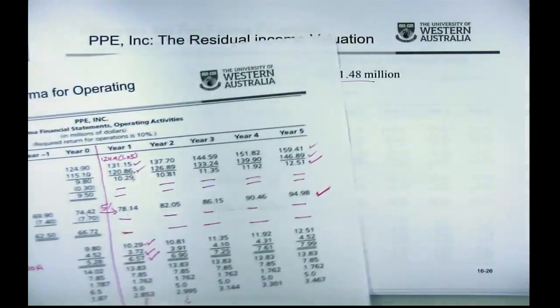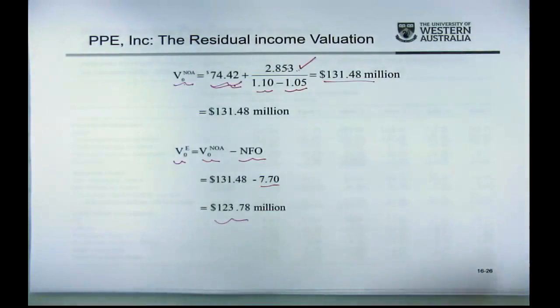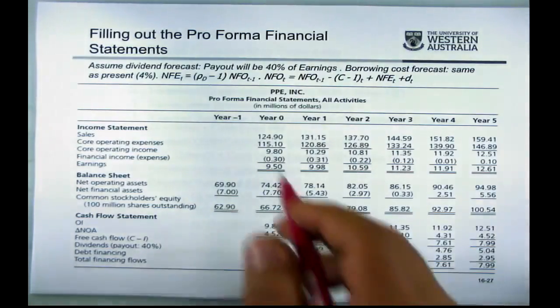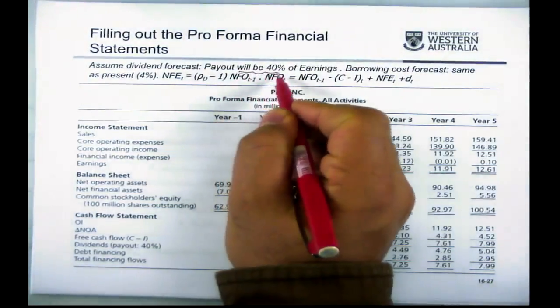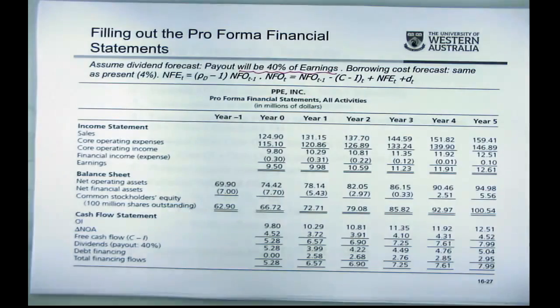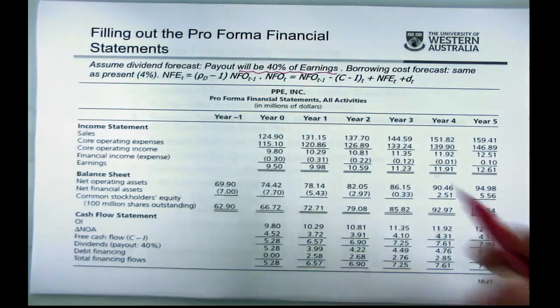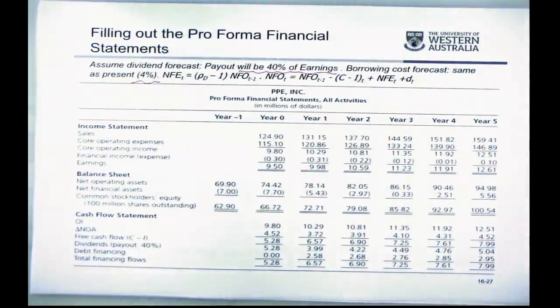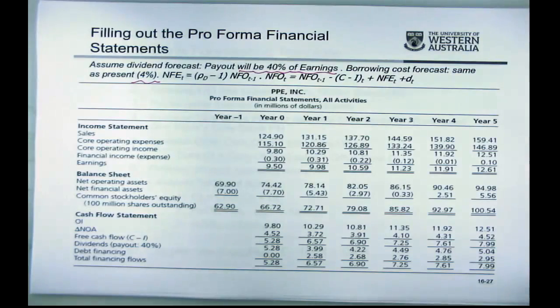To do that, we need extra assumptions. One of them is about the payout ratio, in order to see how much dividend will be paid out by the FAM, and another is about the forecast of the cost of debt. The cost of debt. Okay? Make sense?